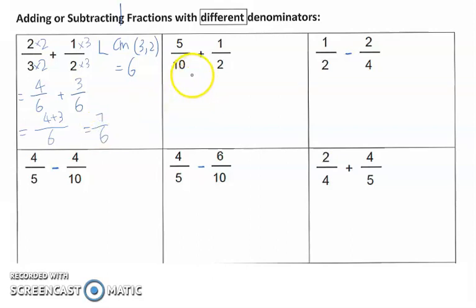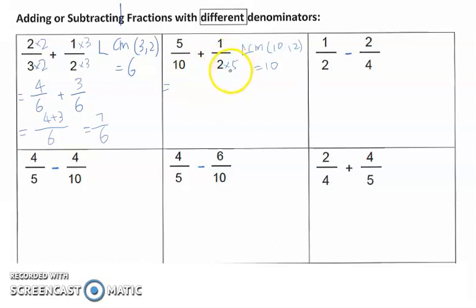Now let's have a look at the second example here. We have a denominator of 10 and a denominator of 2. The lowest common multiple of 10 and 2 is 10. Now if you're really struggling with finding lowest common multiples, there's an easy way. You ask yourself, the first denominator is 10, the second denominator is 2, so can I do something so that I can change this 2 to 10? We know that 2 times 5 is 10.